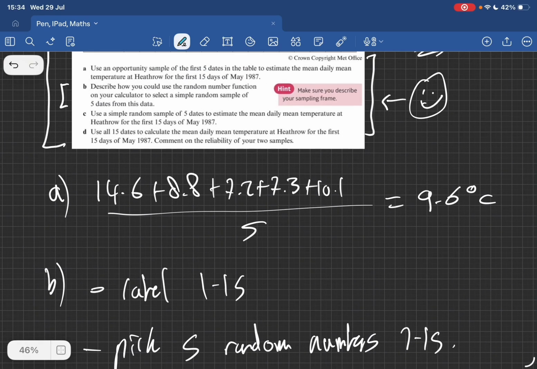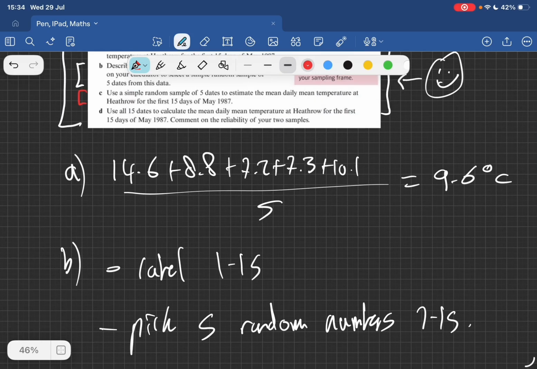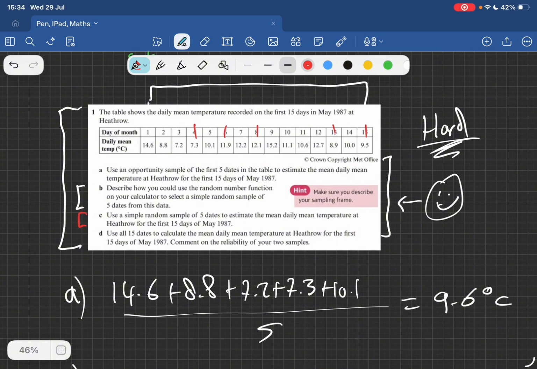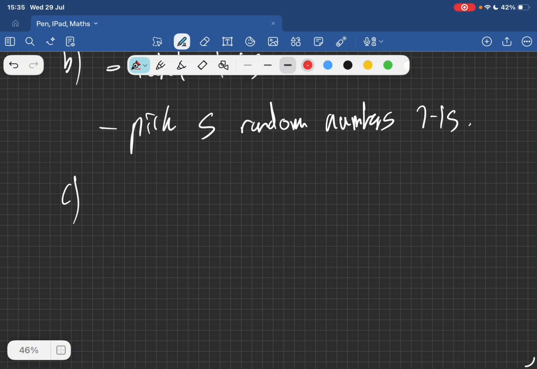Say if we were to do that and we were to pick our 5 random numbers and we were to get 4, 8, 13, 15, 6. We would then, for part C, find the mean from these 5 data points. So we're going to have 7.3 plus 11.9 plus 12.1 plus 8.9 plus 9.5, divided by 5, and then that gives us 9.94.